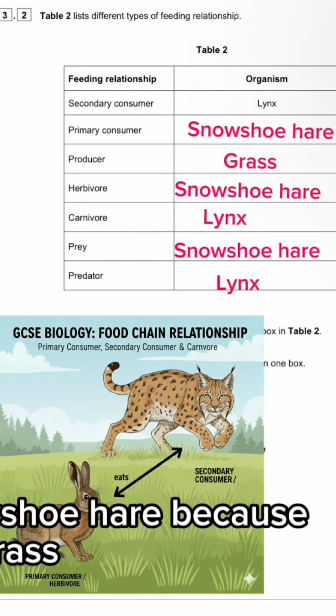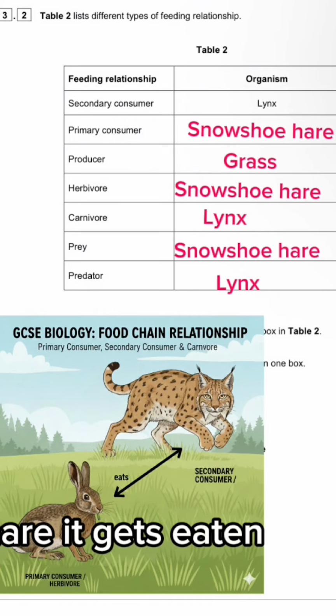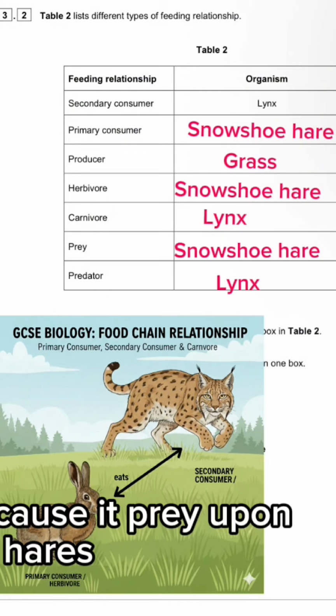So the herbivore is snowshoe hare, because it eats grass. Carnivore here is a lynx, because it eats hares. Prey here is a snowshoe hare, it gets eaten. Predator here is a lynx, because it preys upon snowshoe hares.